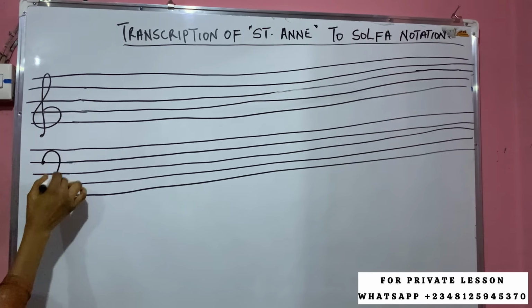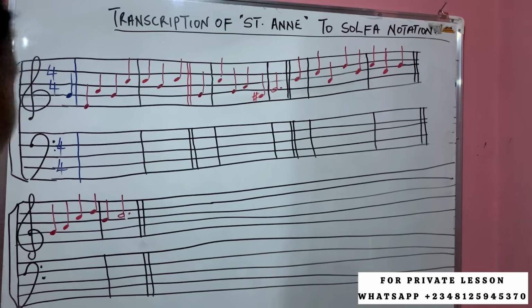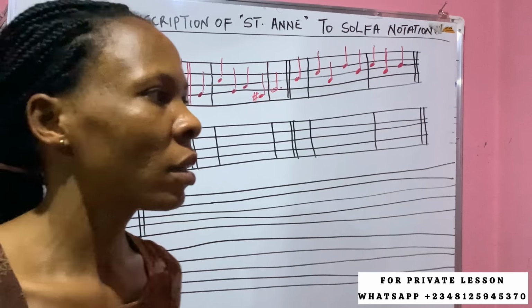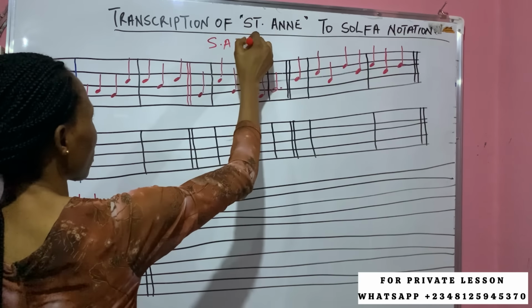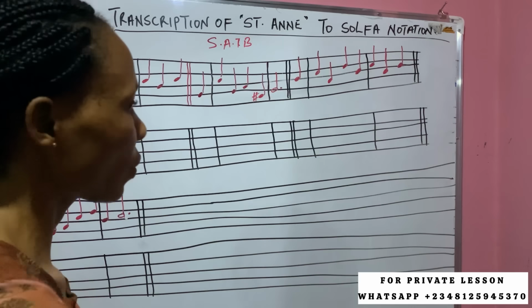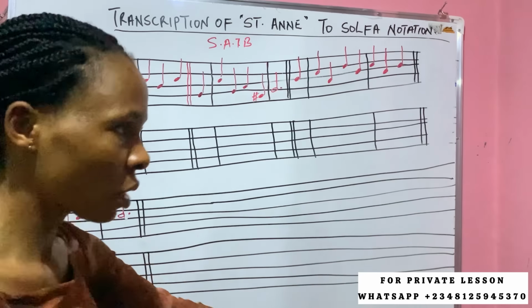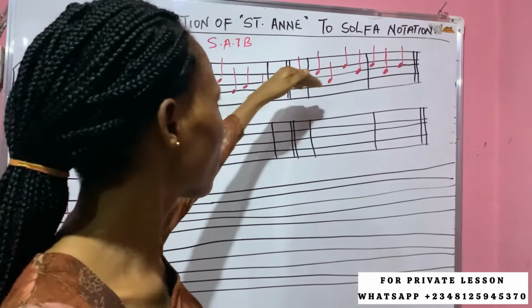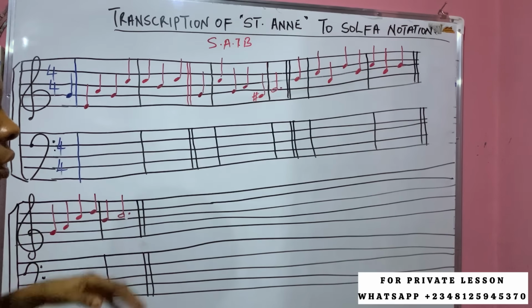Okay, so we have here our treble clef, we have here our bass clef. Can you see? The first voice here, which I'm writing with a red pen, is for soprano. This writing is for the soprano, alto, tenor, and bass. So when transcribing, the soprano part on the staff is always the upper notes, then the alto lower on the treble clef, then the tenor and the bass on the bass clef.